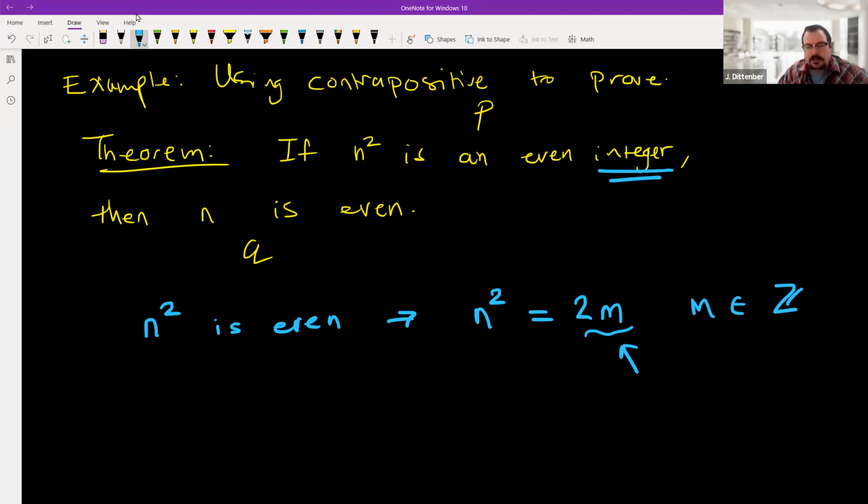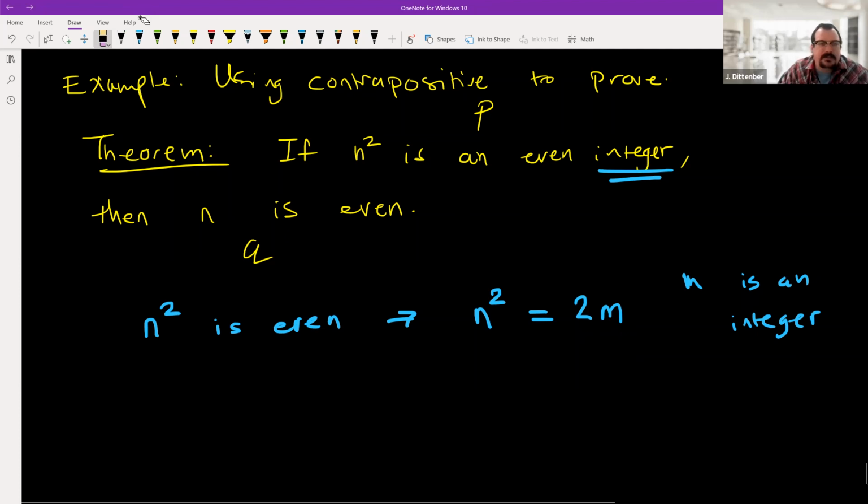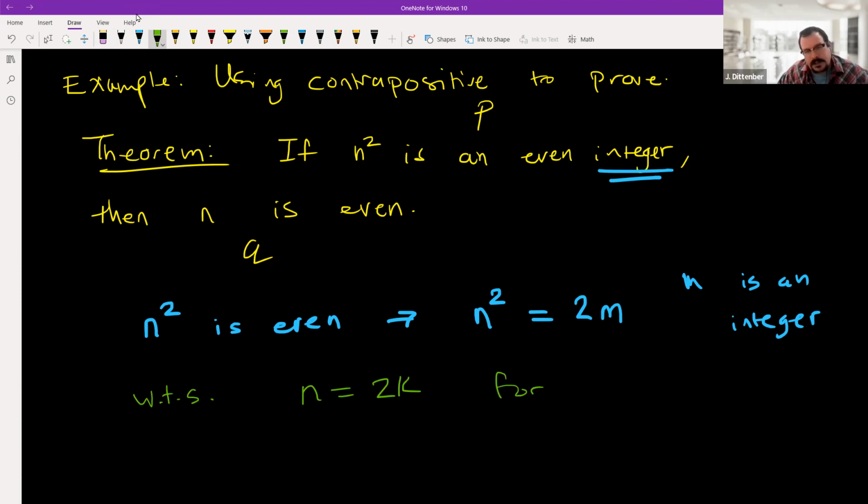Okay, so while I'm doing this, I'll introduce some additional notation. Actually, maybe not, because I'll just do that at the end. So m is also an integer. So if n squared is even, then it would be of this form. Okay. All right. Now, what we want to do is we want to prove, or we want to show, and this is how we write it, that n is equal to 2k for k also an integer.